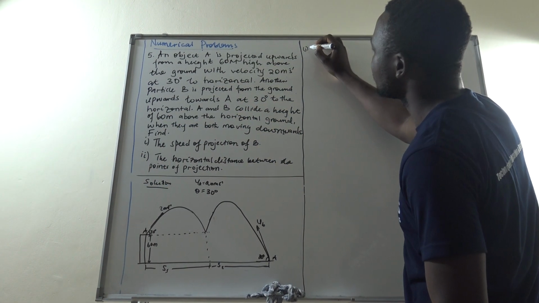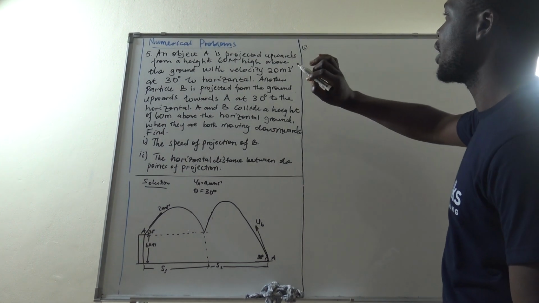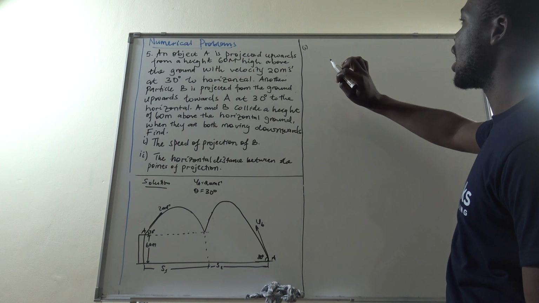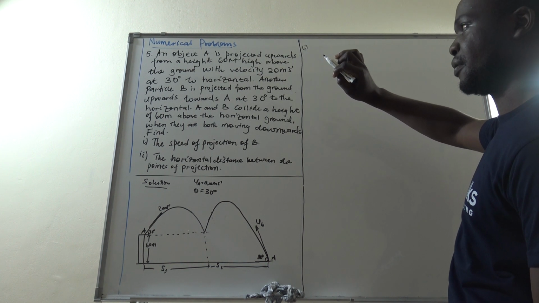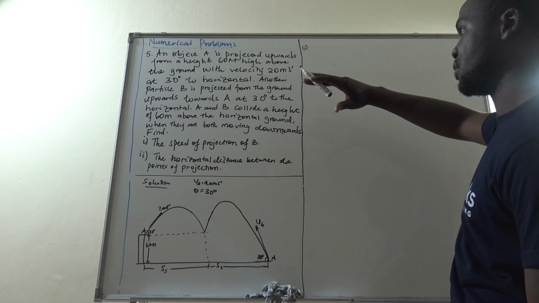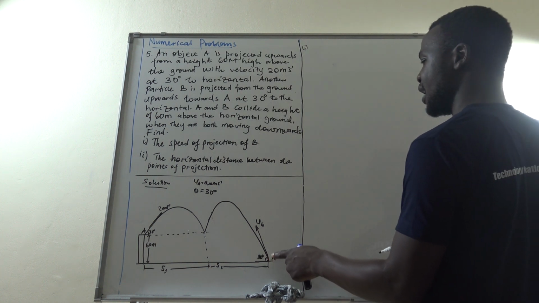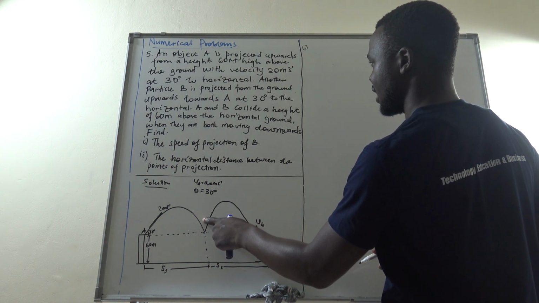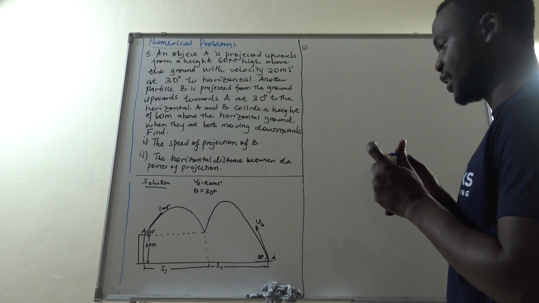Now we begin with answering Roman numeral 1. They are saying that an object A is projected upwards from a height 60 meters above the ground with a velocity of 20 meters per second at 30 degrees to the horizontal. Another particle is projected from this side upwards to come that side, and then they collide here. Now, what comes to your mind here?